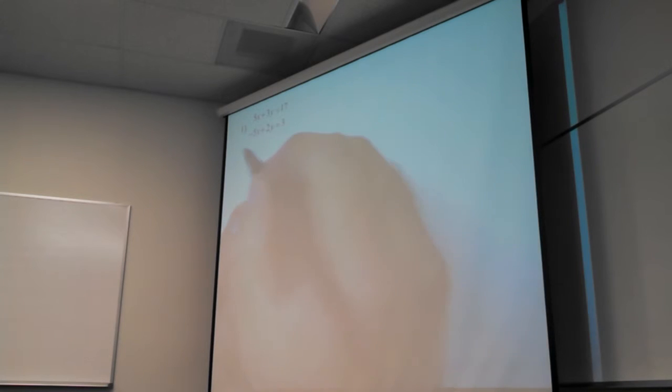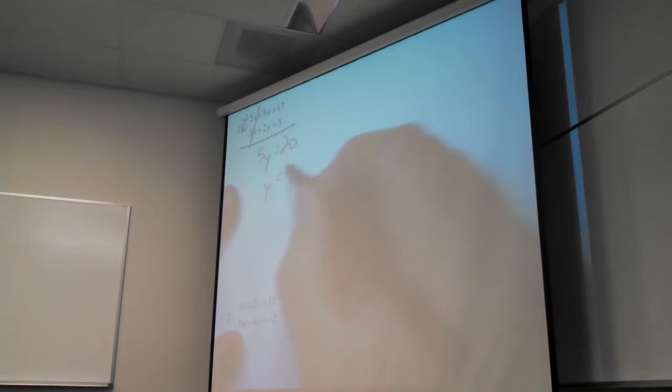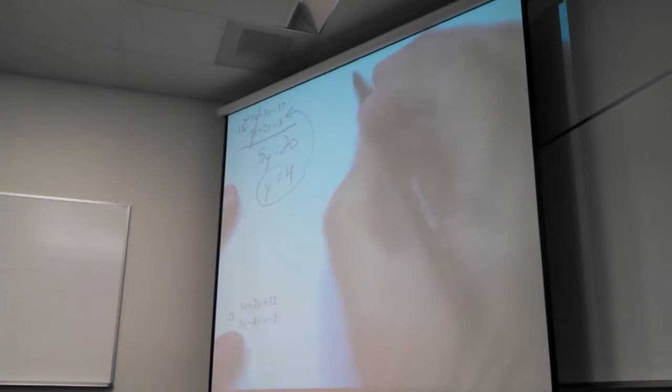So if I add these together, what happens? 5y. Yeah, so those go away. 5y equals 20, so y is 4. I will plug 4 in for y, and now I can use this in either one of these. I'm going to use the second one. Why not? Negative 5x plus 2y equals 3.